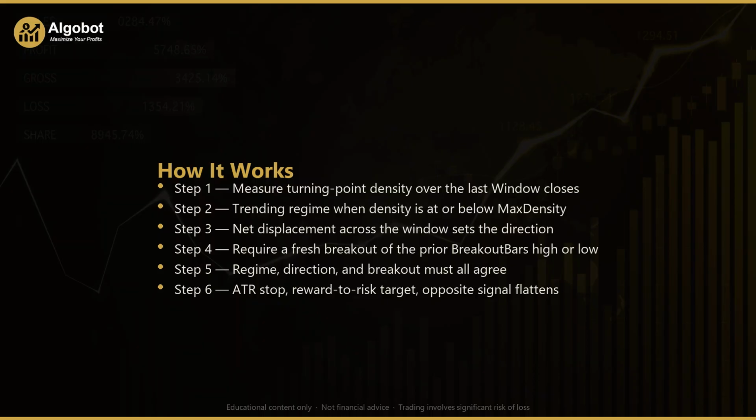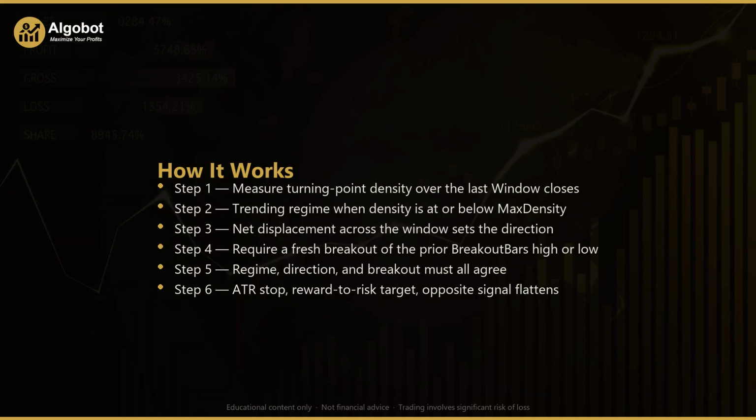Step 3 sets the direction. The expert advisor looks at the net displacement across the window, the newest close minus the oldest close. If that difference is positive, the regime is pointing up. If it's negative, the regime is pointing down.